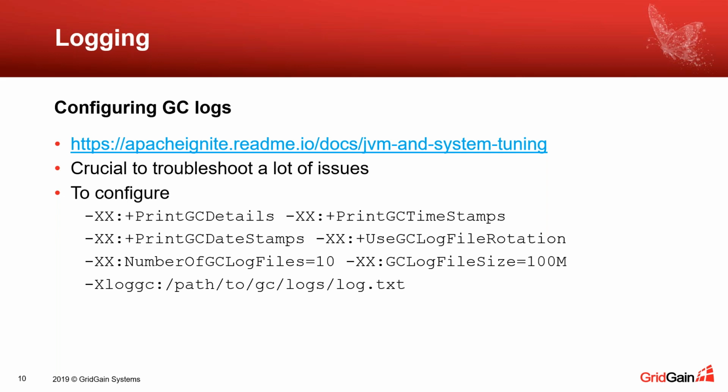You need not only Ignite logs, but also garbage collection logs. Ignite is a Java-based platform, and as with anything Java-based, it relies on healthy garbage collection a lot. So as with other Java tools and Java applications, you need to configure GC logging, and to do that, you just use these command line flags that are on the slide. This is also documented on our README site.